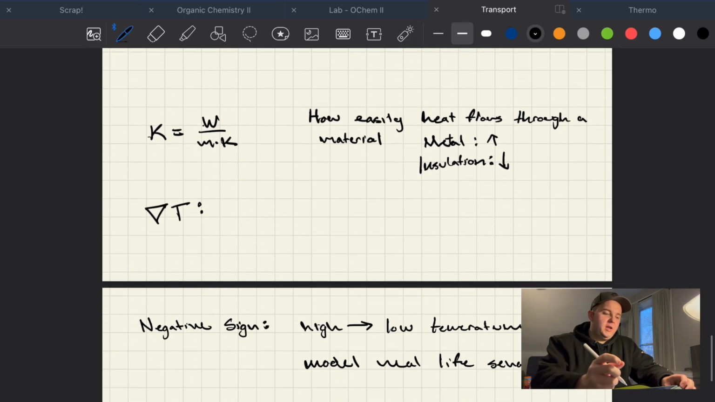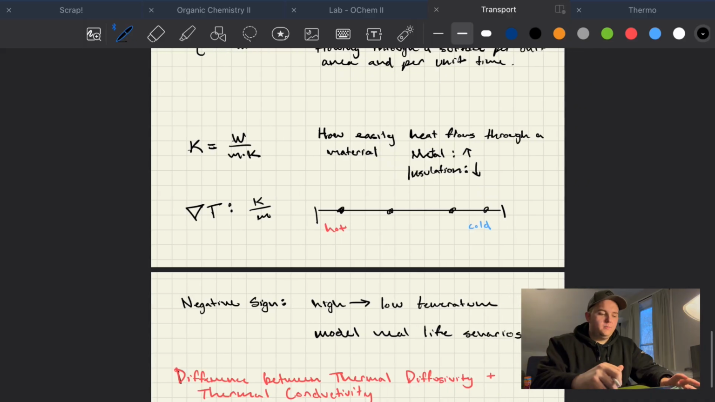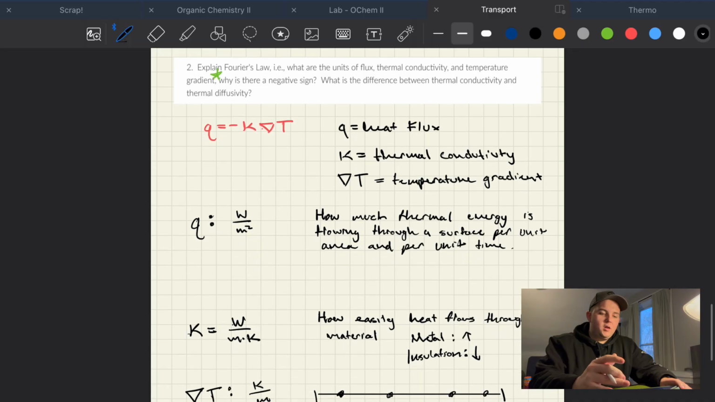And then our temperature gradient, this is just Kelvin per meter. The easiest way to explain this is just how the temperature changes in relation to position. So one side's hot, one side's cold, and your Kelvin's going to be different based on your position. So that's basically our Fourier's law.